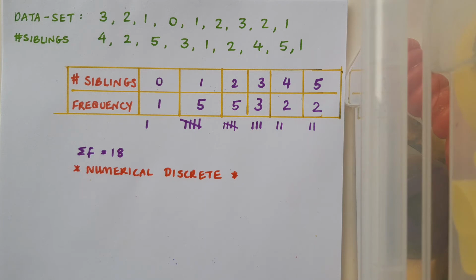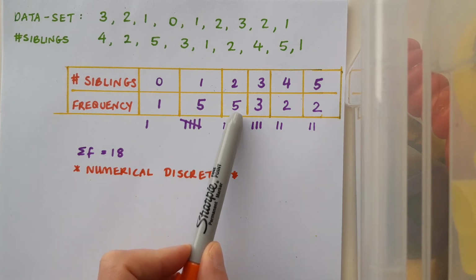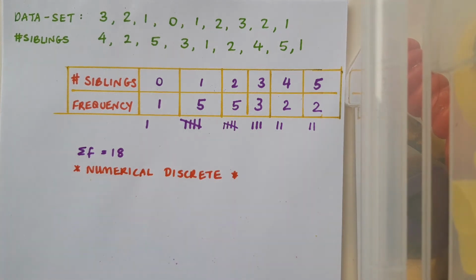And notice again, looking at the frequencies to identify mode, that 1 occurs 5 times and 2 occurs 5 times. So in this particular case, my data is what we call bimodal. And this just means that the data has 2 modes.